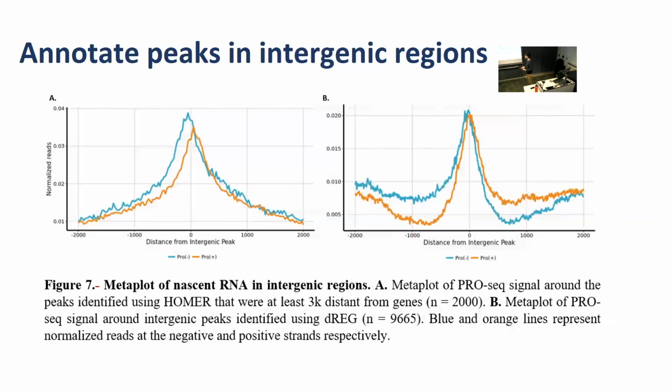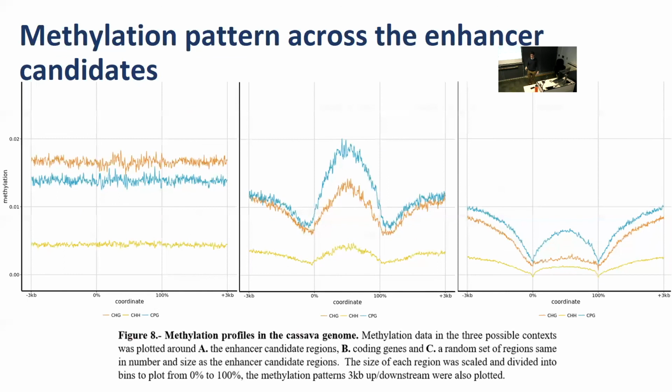So I tried to further characterize them, and we had some methylation data available. So I wanted to plot the methylation in the three different contexts around these regions. Let me explain a little bit. This graph goes from 0% to 100% of an element, and then 3 kb upstream and 3 kb downstream. This is a random set of regions across the genome. So this is how methylation looks in cassava, in the CHH context, in the CpG context, and in the CHG context. This is the pattern that you observe across genes.